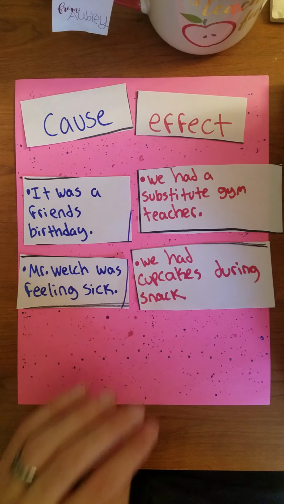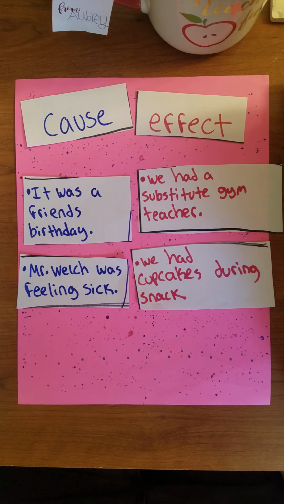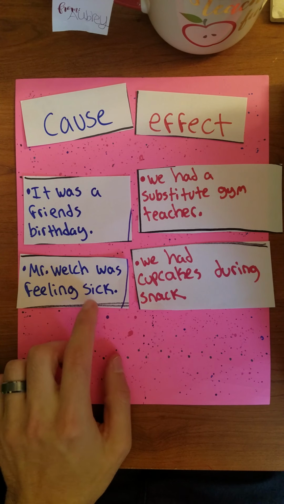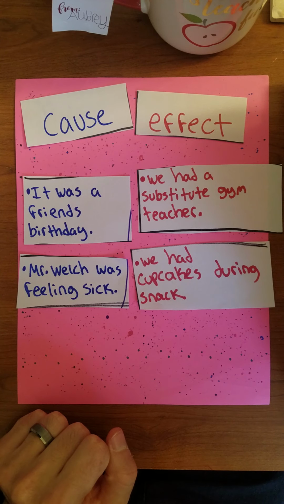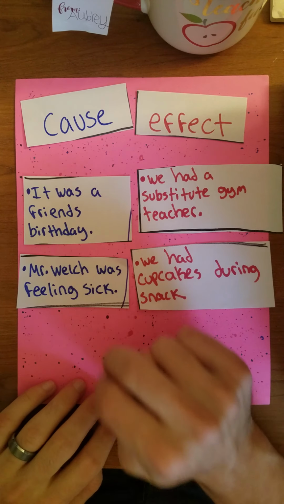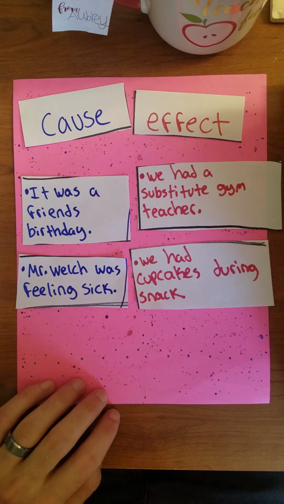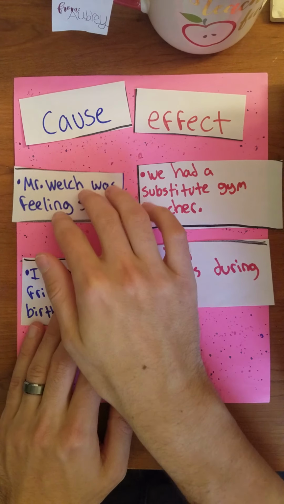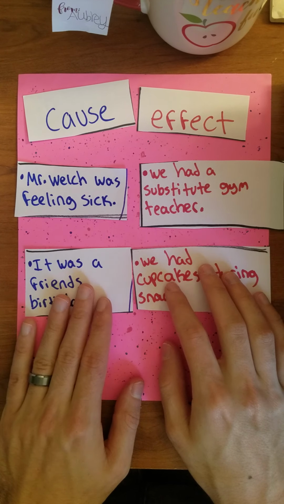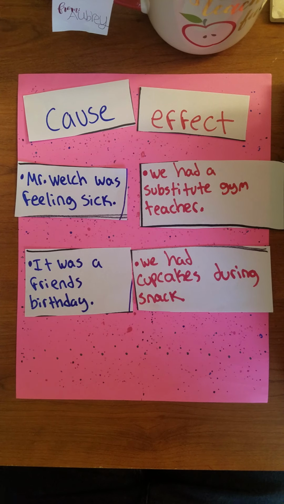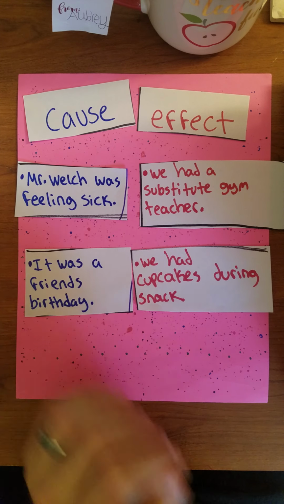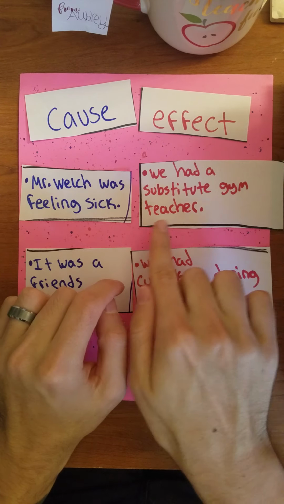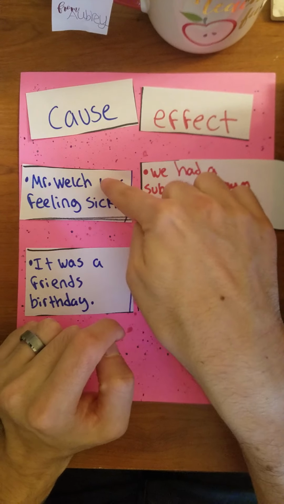It was a friend's birthday. Well, I think that one's pretty silly. I don't think it being a friend's birthday would cause us to have a substitute gym teacher. Or Mr. Welch was feeling sick. Which one of these two causes best matches the effect, we had a substitute gym teacher? That should have been a pretty quick one. Yep, our poor gym teacher, Mr. Welch, was not feeling too well, so that caused us to have a substitute gym teacher, right? You could think of this as a sentence. We had a substitute gym teacher because Mr. Welch was feeling sick.